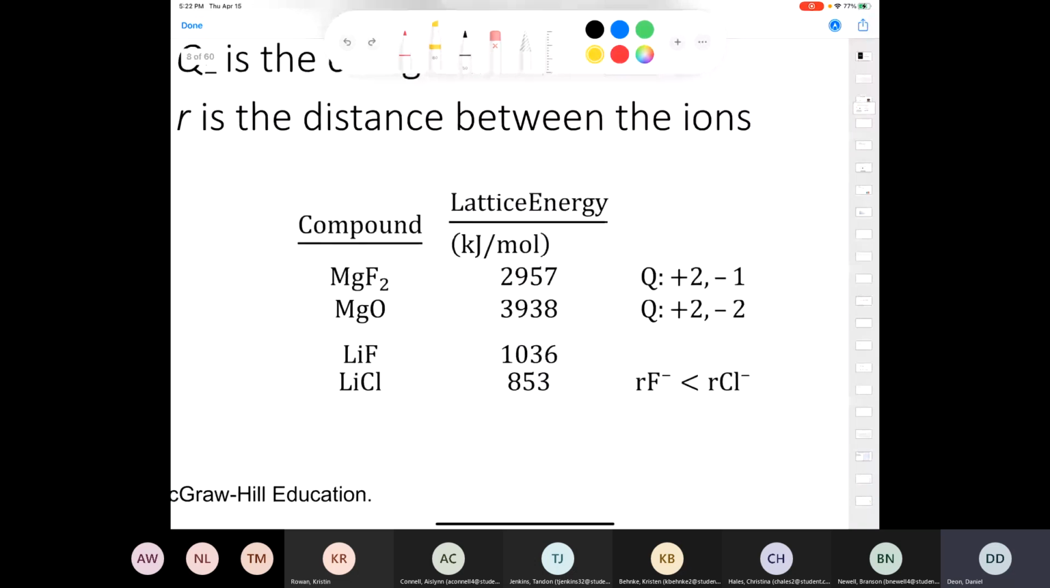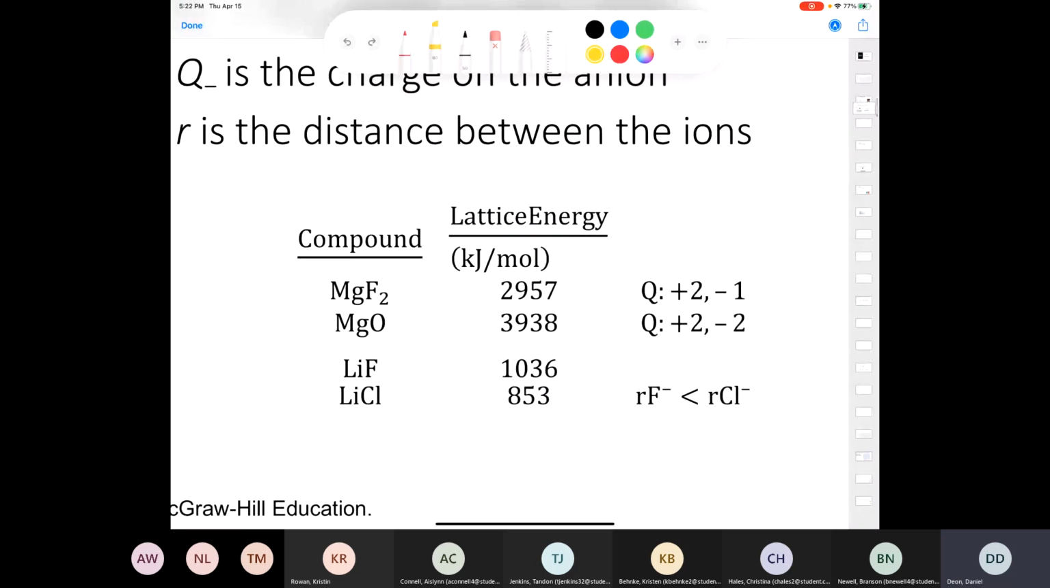If we look at some examples that are shown here, and we know our formula, which is that the lattice energy is directly proportional to the product of the charge of the cation and the anion divided by the distance between the ions. Well, let's compare magnesium fluoride and magnesium oxide. We know that magnesium is a group 2A element, so the charge on magnesium is going to be +2 no matter what. But we know the charge on fluoride, which is a halogen in group 7A, is going to be -1. The charge on oxygen, when it forms an oxide, is going to be -2.